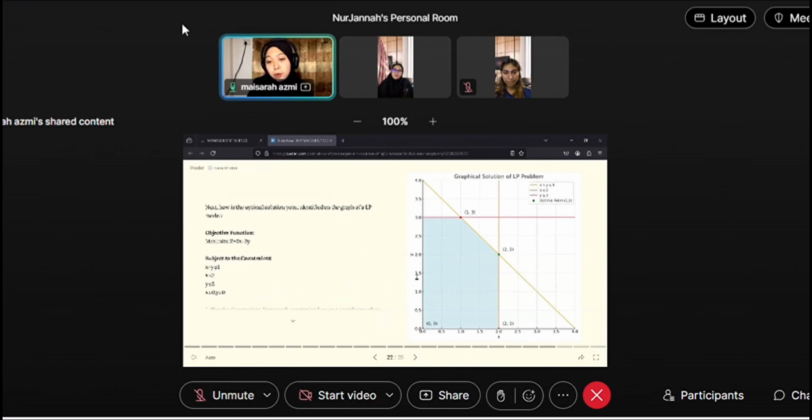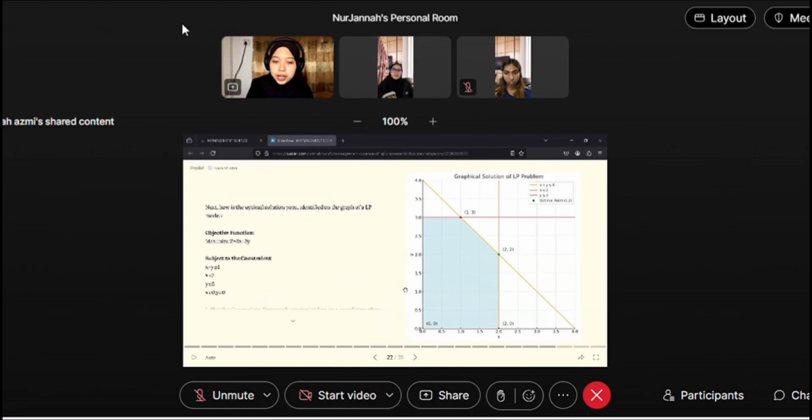Absolutely. After plotting, we find the feasible region. The vertices are at the points (0, 0), (3, 0), and (2, 2). Now let's calculate z at each point. At x = 0, y = 0, z equals 3 multiplied by 0 plus 2 multiplied by 0, which equals 0. The second one is at x = 3 and y = 0, z equals 3 multiplied by 3 plus 3 multiplied by 0, which equals 9.